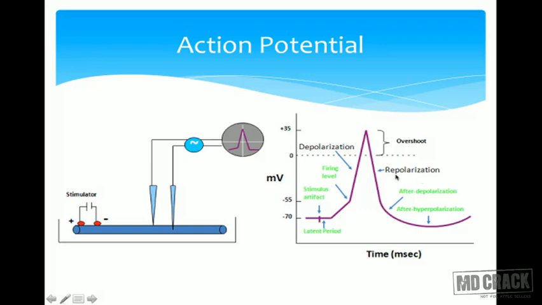Now, as you can see in this figure, the membrane potential has reached its resting membrane value, that is minus 70 millivolt. But then it continues to hyperpolarize, or the membrane potential becomes more negative. So this last part of the repolarization is also called after depolarization, and when the membrane potential becomes hyperpolarized, this part is called after hyperpolarization.